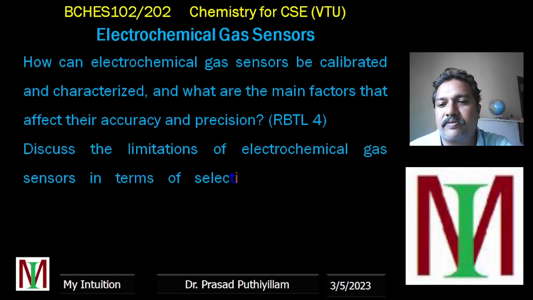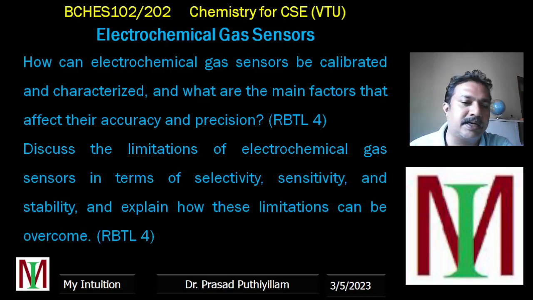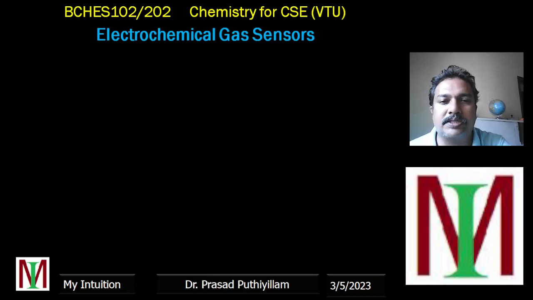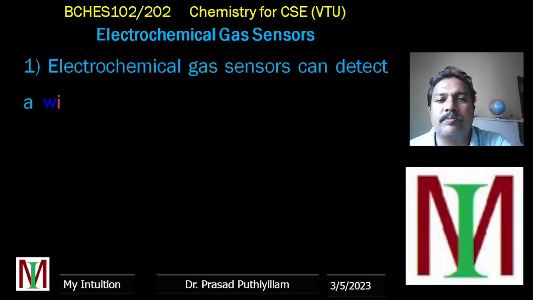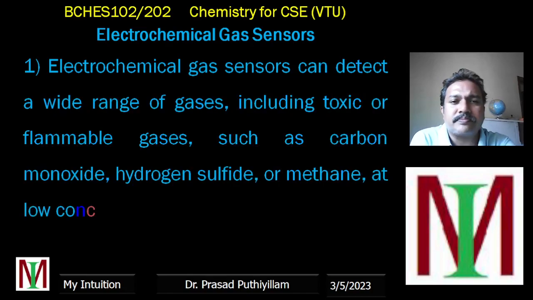Discuss the limitations of electrochemical gas sensors in terms of selectivity, sensitivity and stability, and explain how these limitations can be overcome. Level 4 question. In these two level questions, I didn't use the terms analyze or evaluate, but still the needed knowledge comes to that level. So to answer those questions, I put many points.